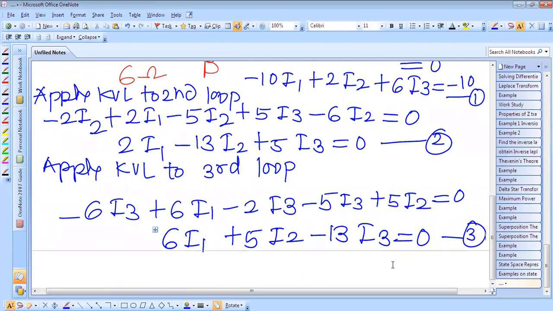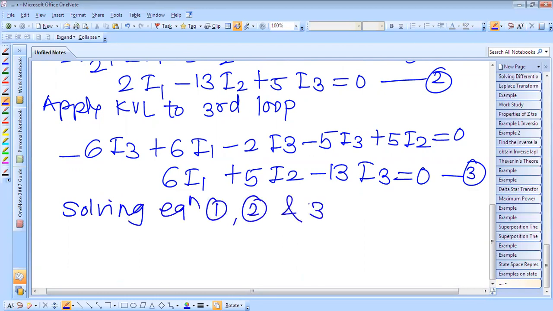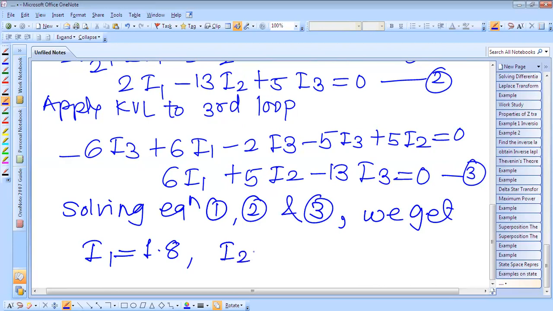Solving equations 1, 2, and 3, we get I1 equal to 1.8, I2 equal to 0.7, and I3 equal to 1.1.